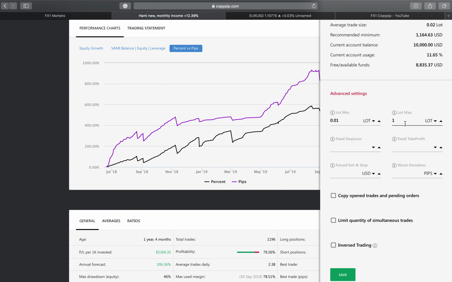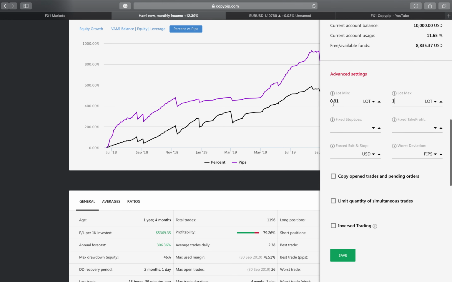So let's say a trader goes with 10 or 5 lots, the same trade you will open with only one lot. It's better to secure your account. For the minimum, let's say you don't want to open small positions like 0.01, then you can adjust it to, let's say, 0.05 or even higher.